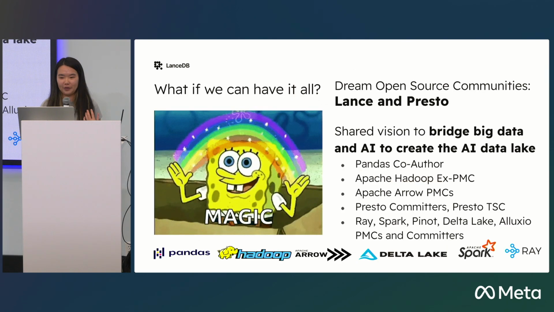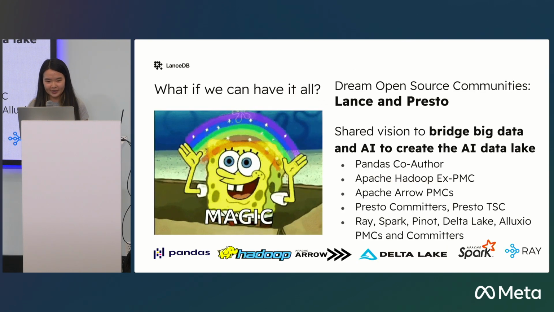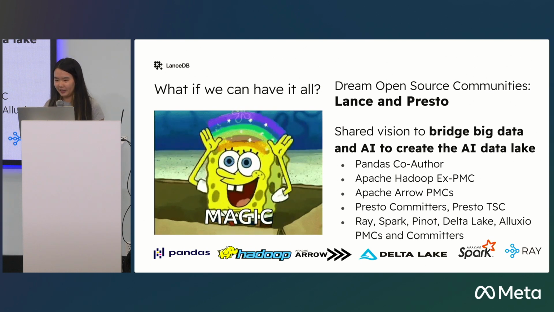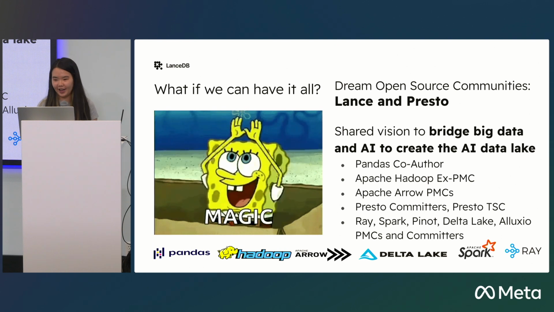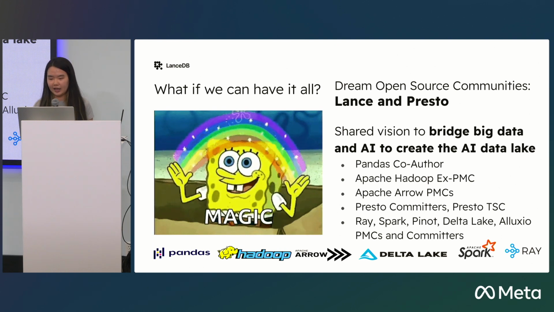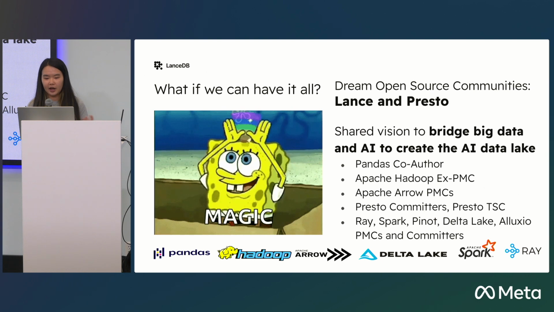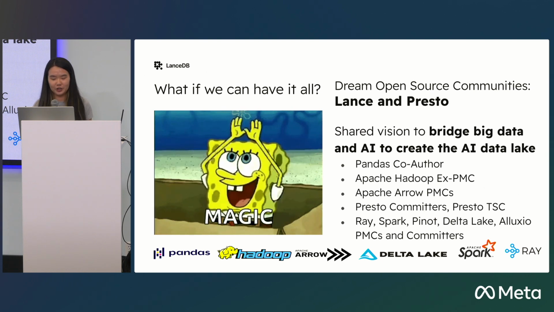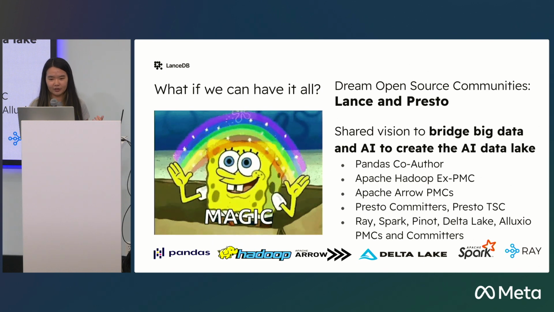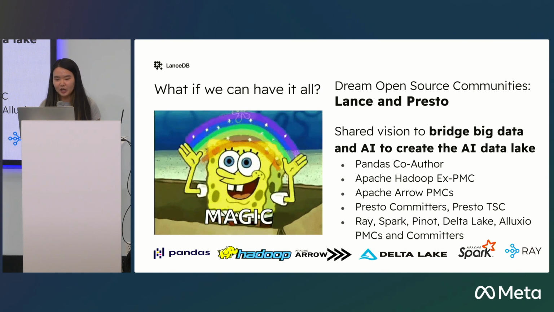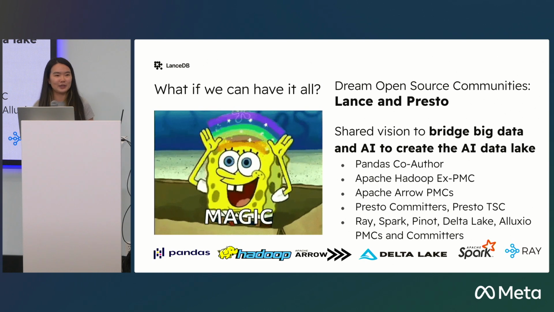Well, what if we can solve all these three problems at once, given that we have joint open source communities from both Lance and Presto? We have the shared vision to bridge big data and AI to create the AI data lake. We have the Pandas co-author, the PMC of Hadoop, and multiple PMC members from the Apache Arrow project, and Presto committers, Presto TSC, and other PMC members and committers from a bunch of big data and AI frameworks. So basically, if you somehow touched big data in the past decade, you likely used products that we built.